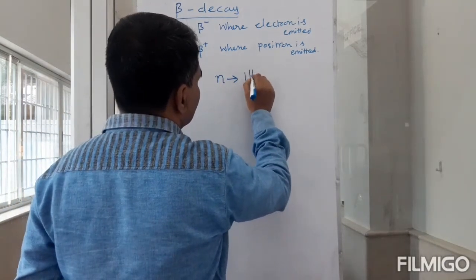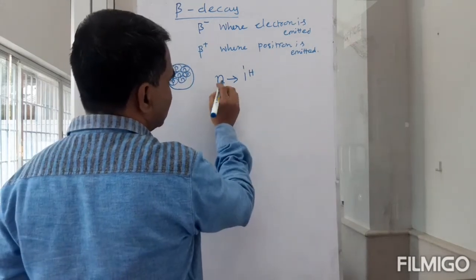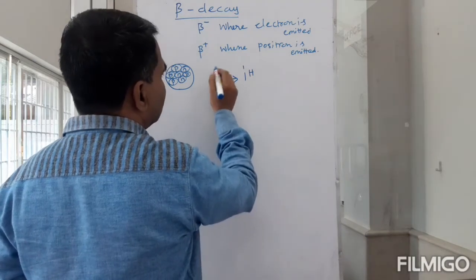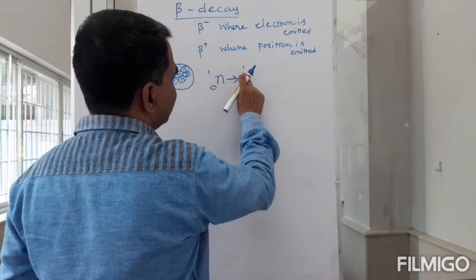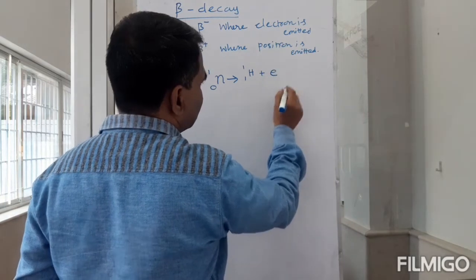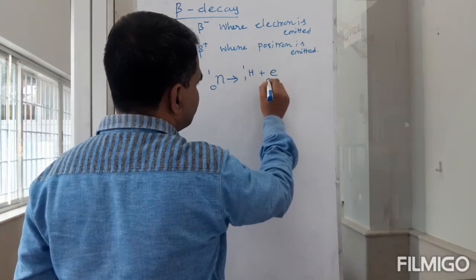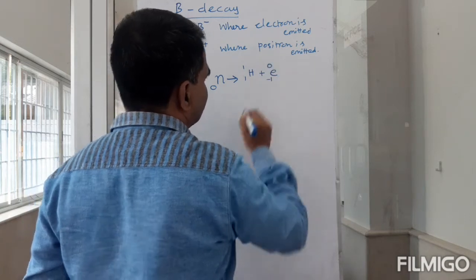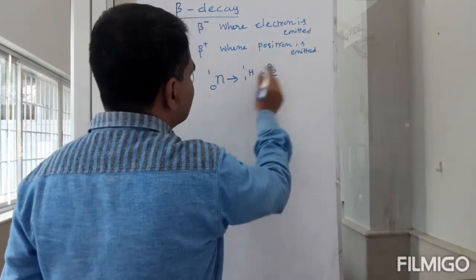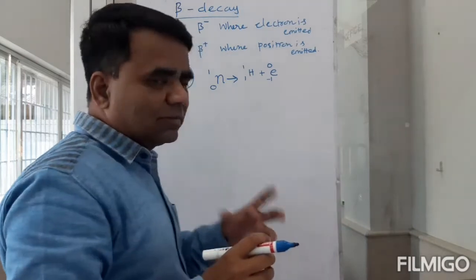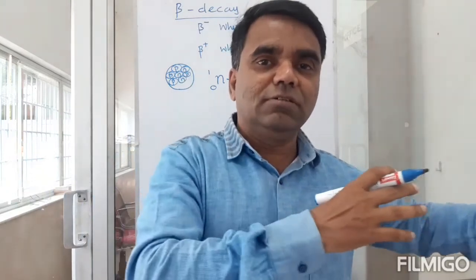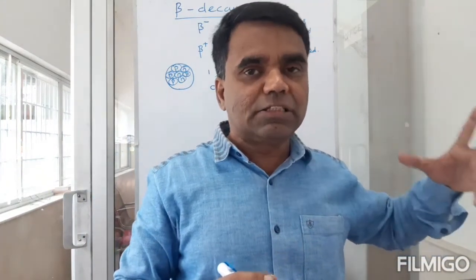You get a proton, 1H1. For the neutron, the charge is 0 and the mass is 1. For the proton, the charge is 1, mass is 1, plus the electron. What is the charge of the electron? The charge is -1, and the mass is 0. And then you also have another small particle, which is called the antineutrino. Anytime an electron is emitted, you can also expect to have what is called an antineutrino.